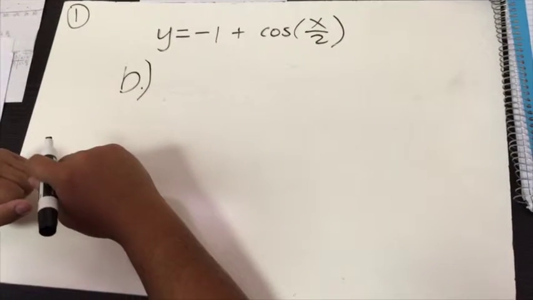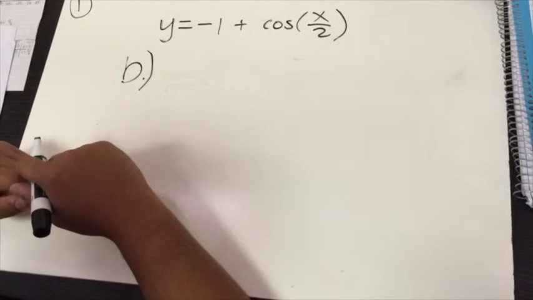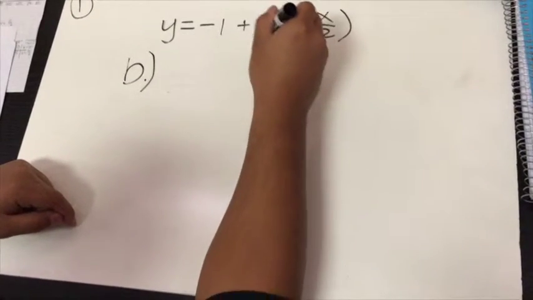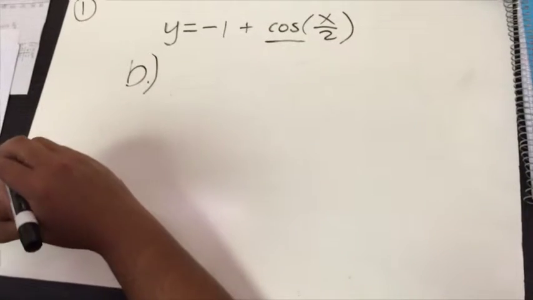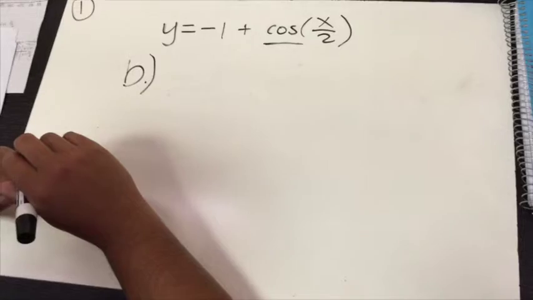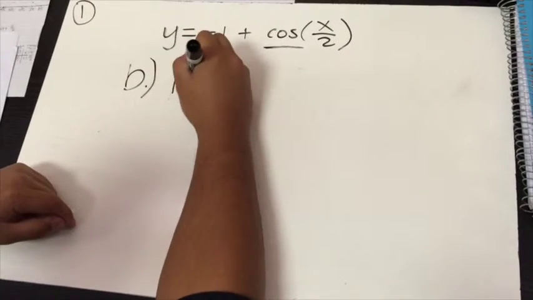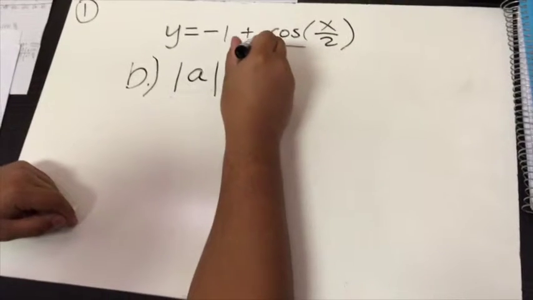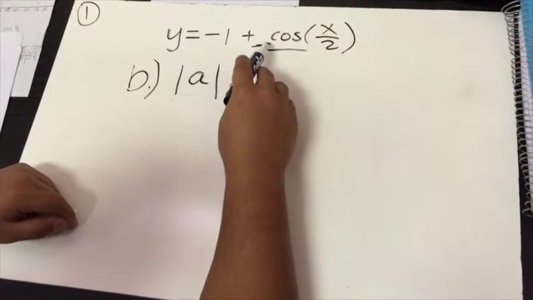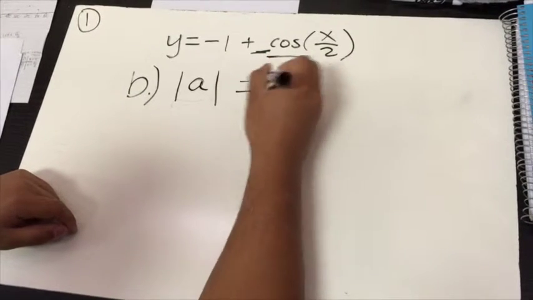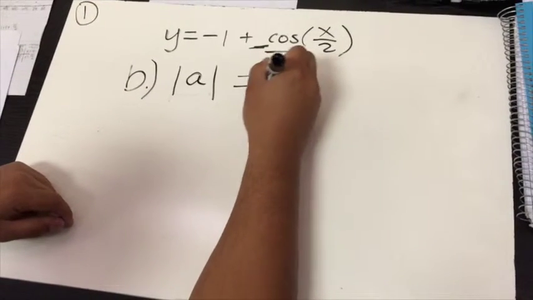Explain the amplitude, or explain why the function does not have amplitude. Okay, so the function is cosine, and the formula for amplitude for cosine is the absolute value of a, and a is whatever comes before the trig function, and in this case there is none, so we can just substitute 1. So the amplitude is 1.